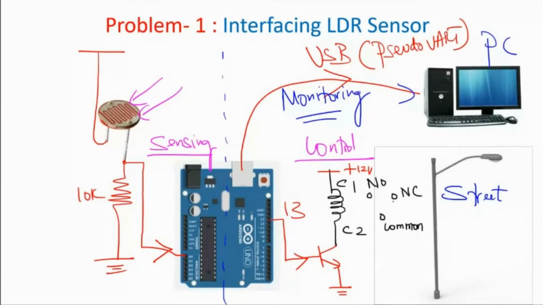Under normal conditions, the connection is established between normally closed and common. This is the connection normally before the coil is activated. The moment the coil is activated, the magnetic field of the coil will pull the relay to normally open and common.